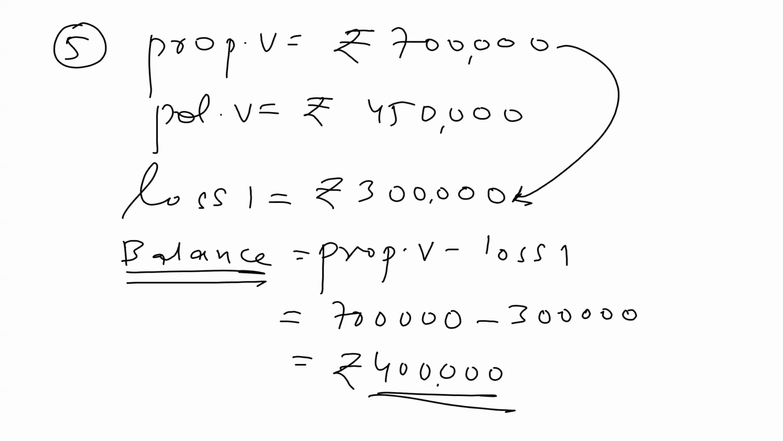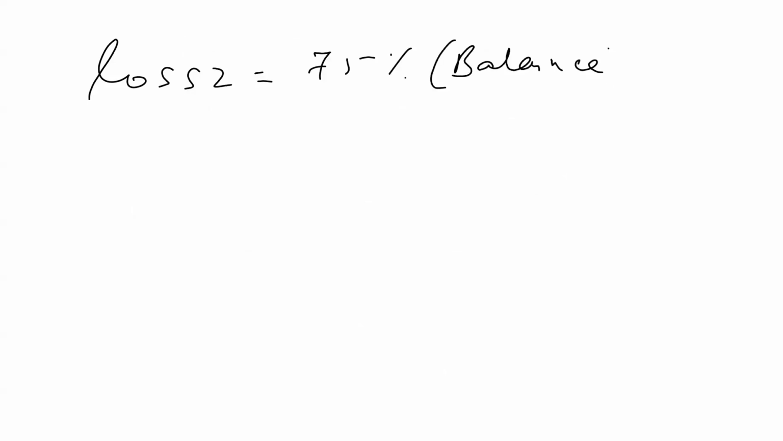Now, guys, tell me, after calculating balance, is balance destroyed completely or only a certain percentage of it? For that, you need to read the problem. Damage the remaining stock to the extent of 75% of its value. So loss 2 is equal to 75% of remaining stock, and remaining stock is nothing but balance. So the remaining stock or balance is not destroyed 100%. It is only destroyed to the extent of 75%.